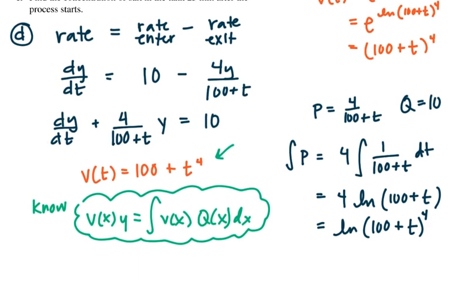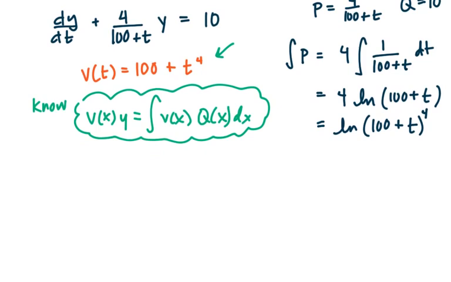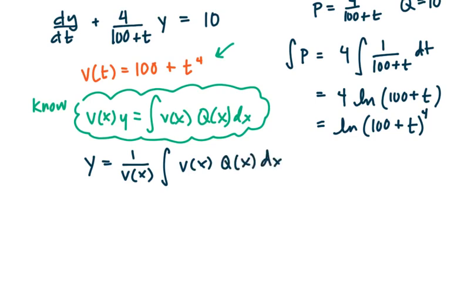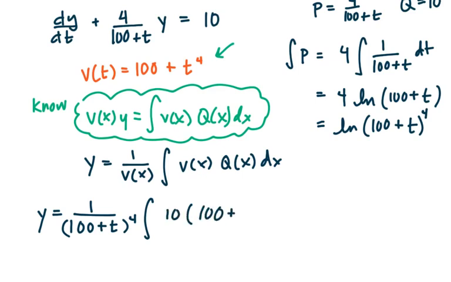So I'm going to take what we know here and rewrite it. I can divide by v and I'll get 1 over that v of x is the integral of v of x, Q of x, dx. So setting this up, I now know that y is 1 over v, 100 plus t, quantity to the 4th, times the integral of Q times v, which is 10 times 100 plus t to the 4th dt.